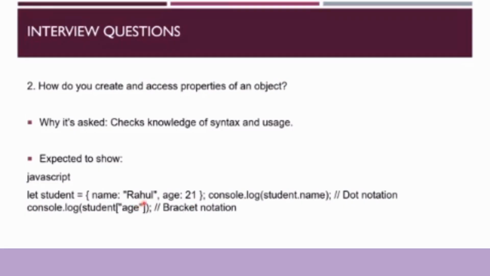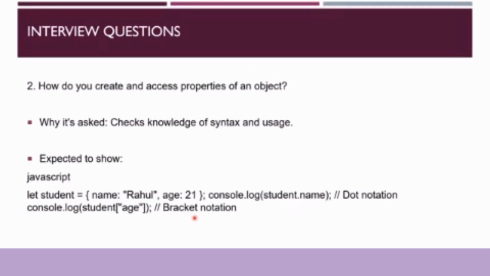Here, student is an object with two properties, name with the value Rahul and age with value 21. Now, to access these properties, JavaScript gives us two main ways. One is dot notation, where you use a dot followed by the property's name. In this example, we use student.name and the output will be Rahul.